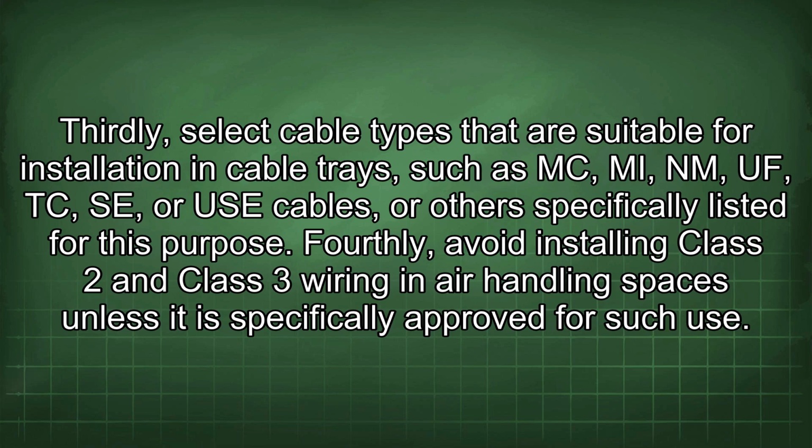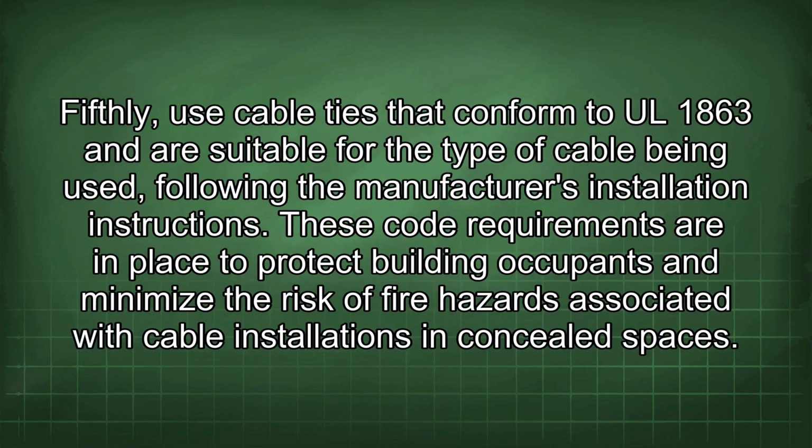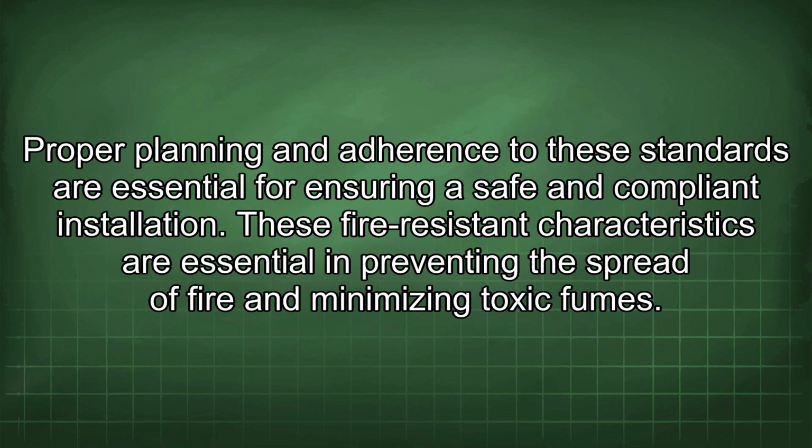Fourthly, avoid installing Class 2 and Class 3 wiring in air handling spaces unless it is specifically approved for such use. Fifthly, use cable ties that conform to UL 1863 and are suitable for the type of cable being used, following the manufacturer's installation instructions. These code requirements are in place to protect building occupants and minimize the risk of fire hazards associated with cable installations in concealed spaces. Proper planning and adherence to these standards are essential for ensuring a safe and compliant installation.